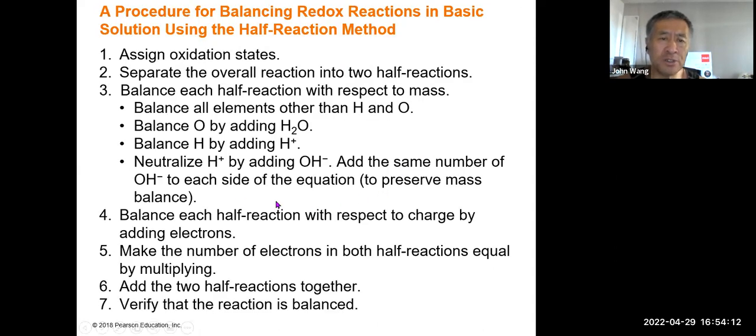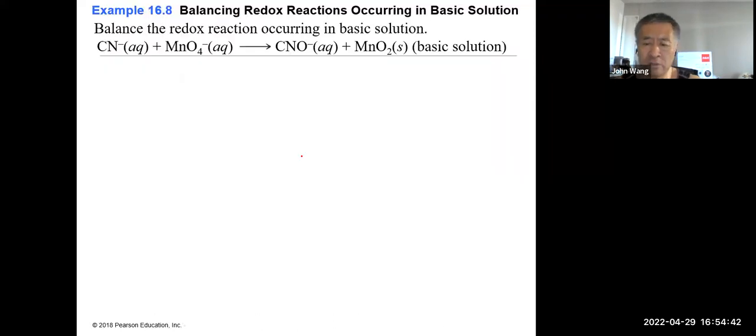And this is the procedure to balance the redox reaction in basic solution. As I said, everything is the same, except in step 3, you are adding one more step. Because if the reaction happens in basic solution, you don't want to see the H plus, so you have to add hydroxide to turn the H plus into water. You can keep the hydroxide, and you will see what I mean.